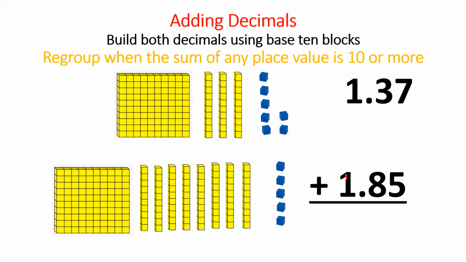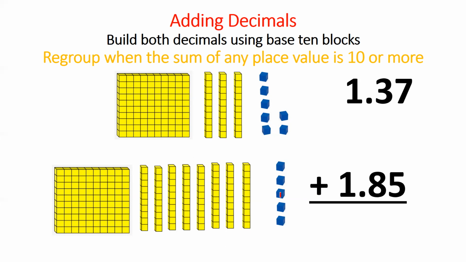And the second number is 1 and 85 hundredths. So I have my 1, 8 tenths, and the 5 units, or the 5 hundredths, here. So the next thing that we have to do is we're going to go ahead and start adding at the smallest place value, which is the hundredths place, so I'm going to start here.